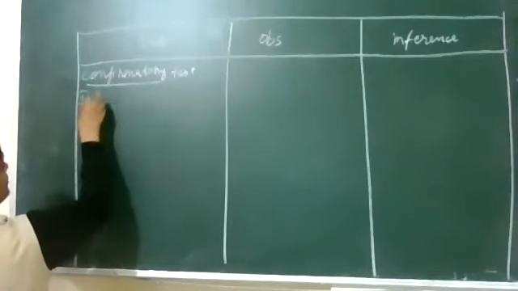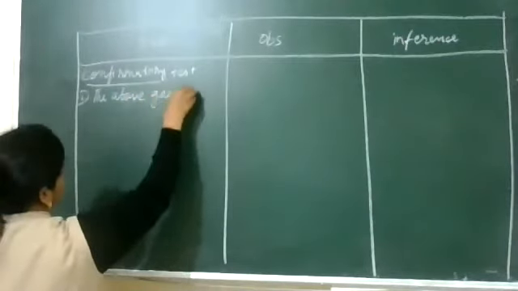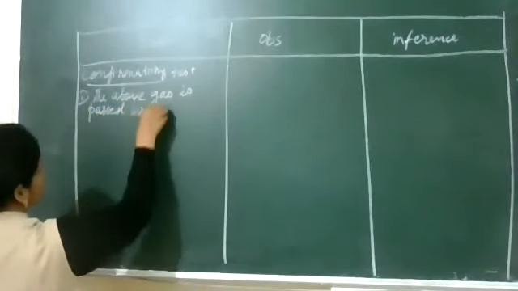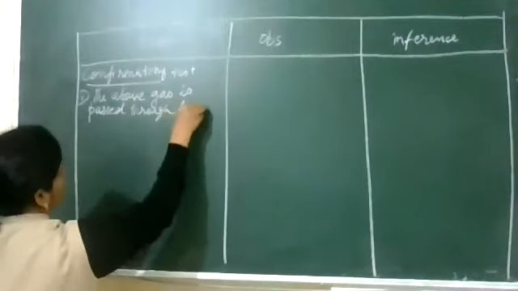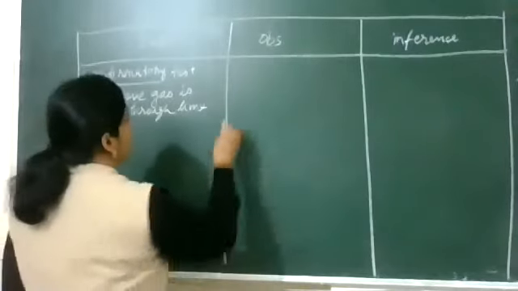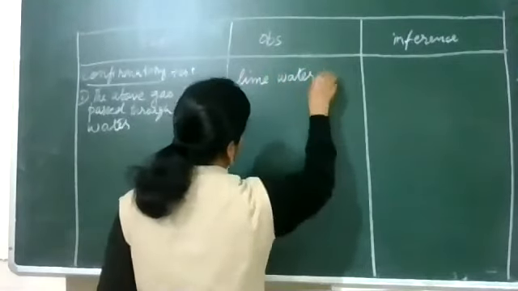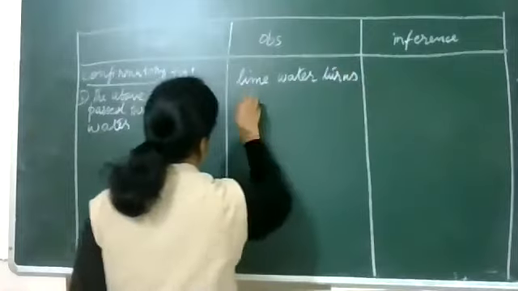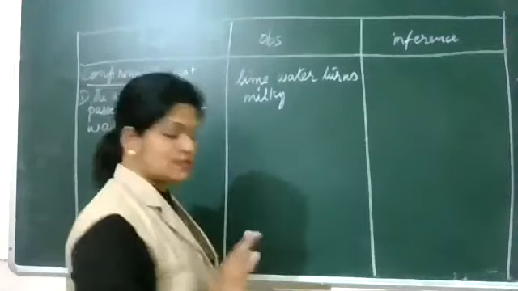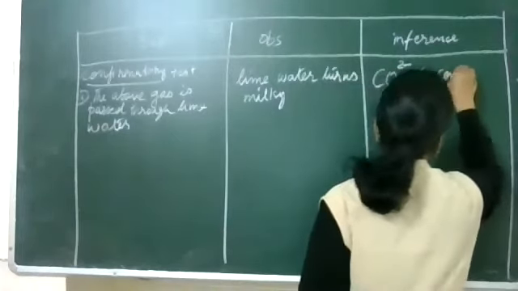Number 1. The above gas is passed through lime water. Here lime water turns milky. That means carbonate is confirmed. CO3 2 minus is confirmed.